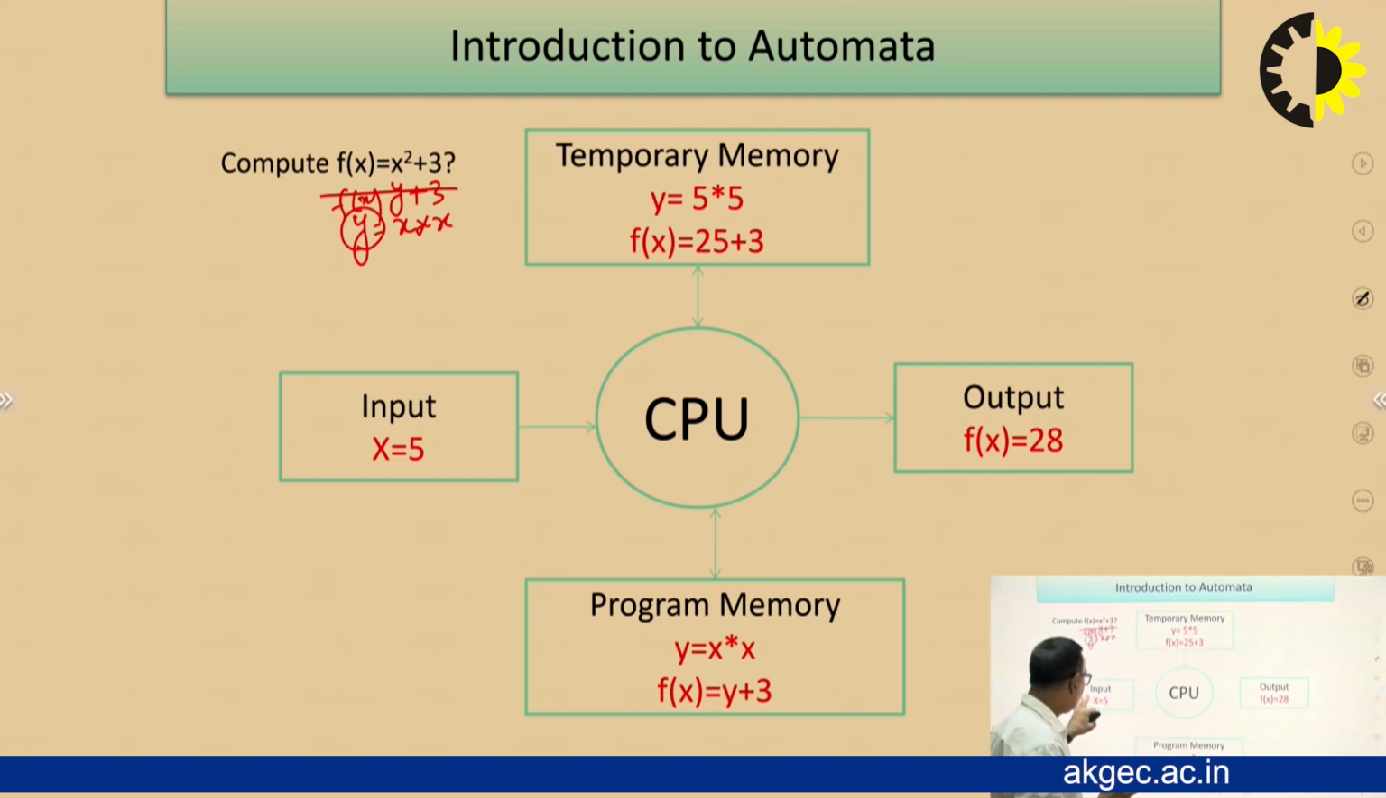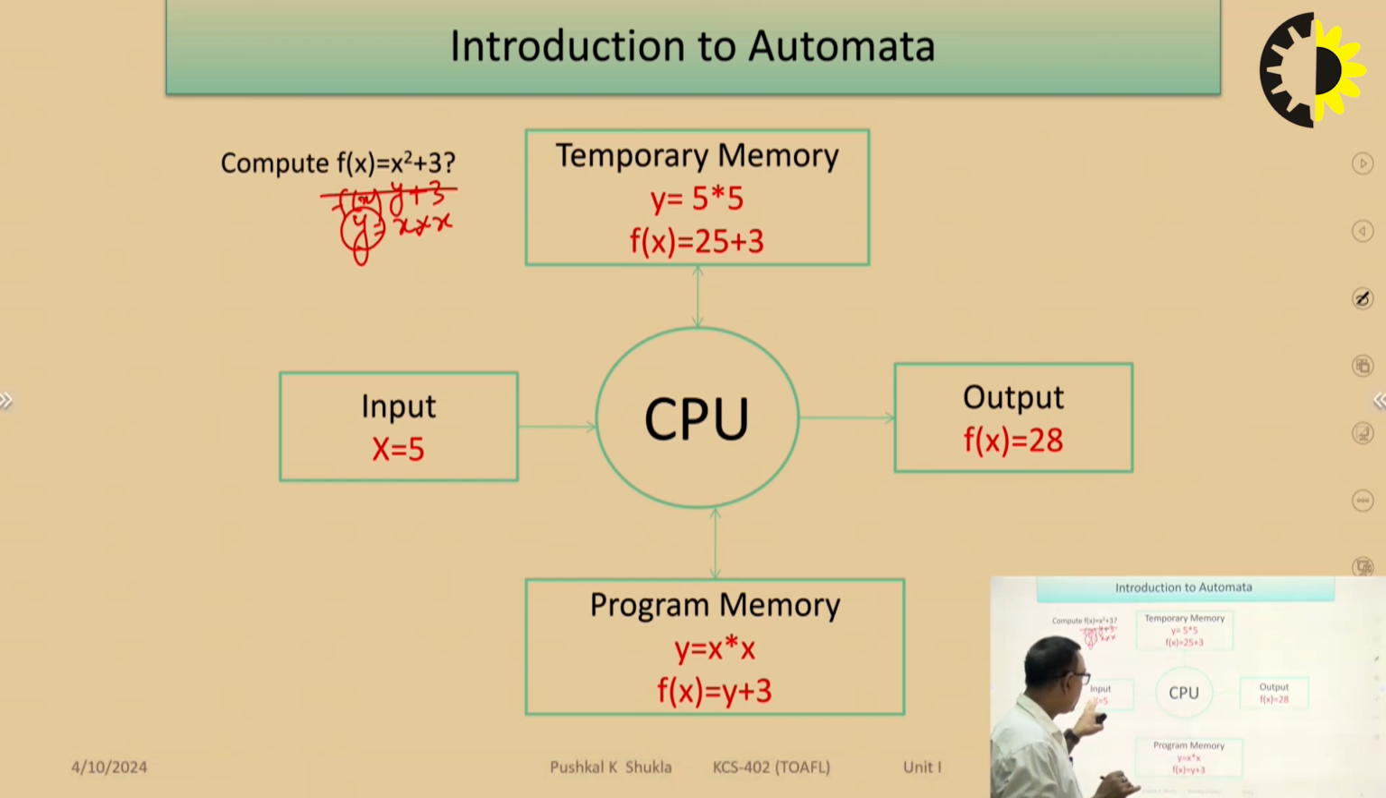If we pass the input x = 5, the instructions are given in the program memory. So what will the CPU do? It will pass x = 5 into this, and this calculation is done in the temporary memory: y = 5 into 5, so the value is 25, and this 25 is passed to f(x) = 25 + 3. All the calculations are done in the temporary memory and the result is 28. This is the way computation is performed.